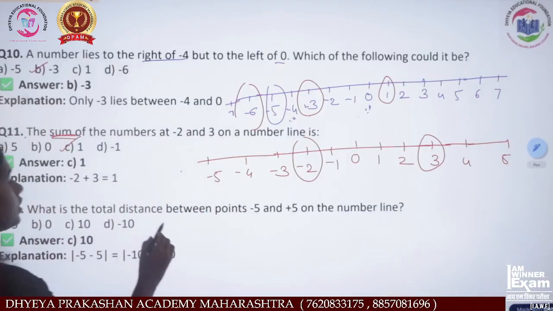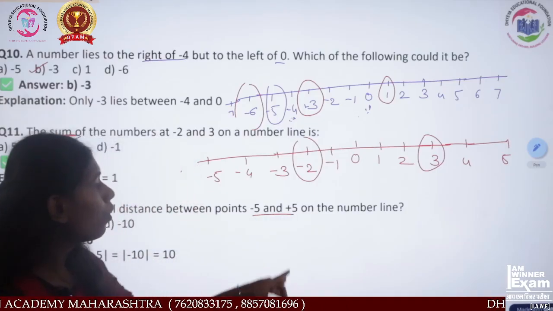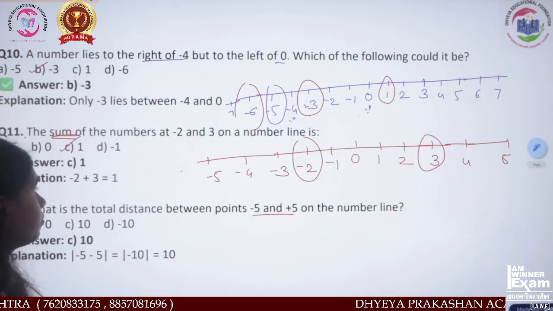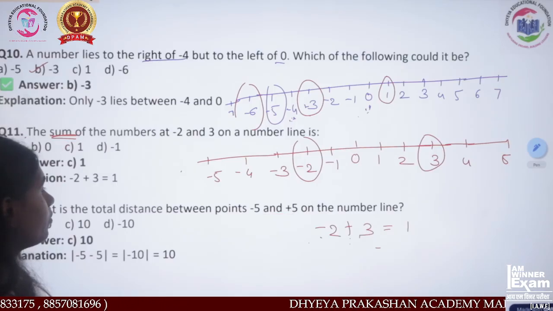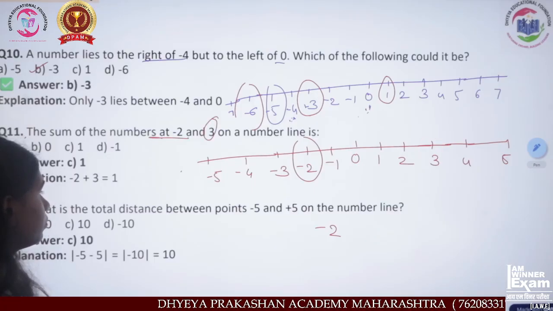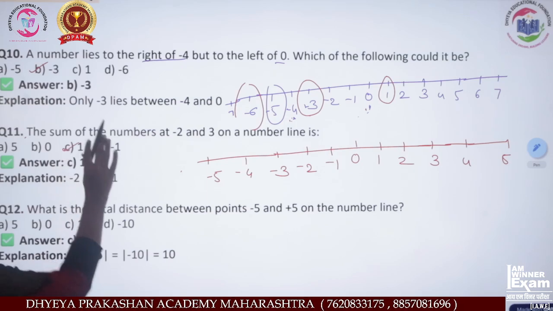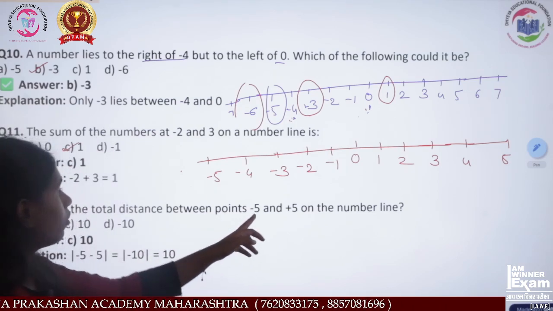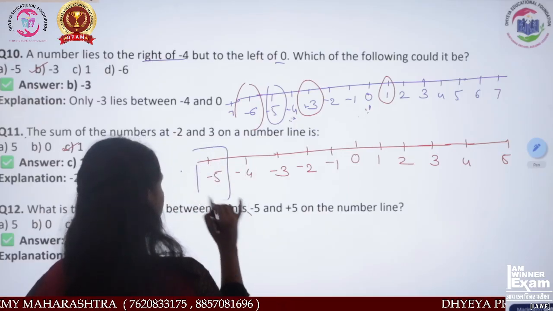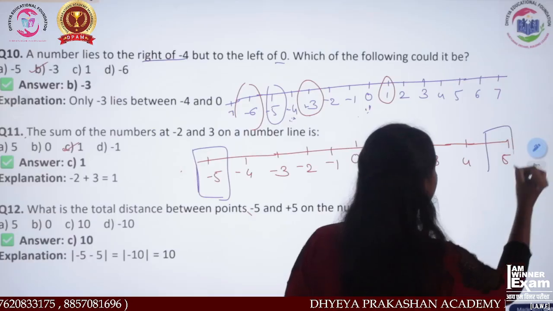What is the total distance between point -5 and +5 on the number line? Now what do we want? The distance between -5 and +5 points. Now where is -5? That is here. Here is minus 5. And where is plus 5? Here is plus 5.